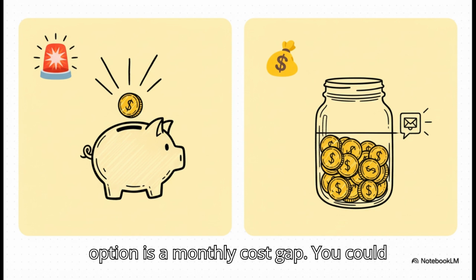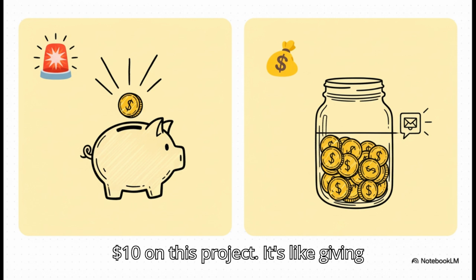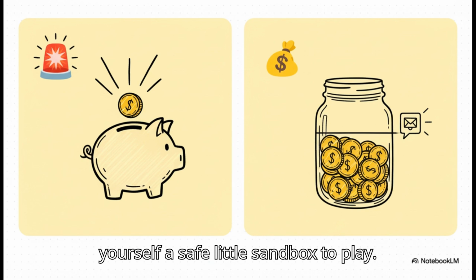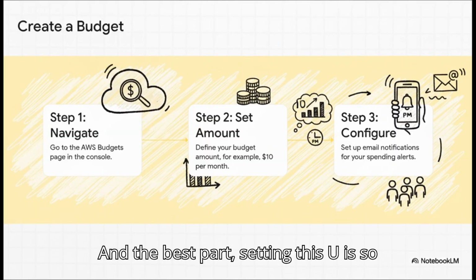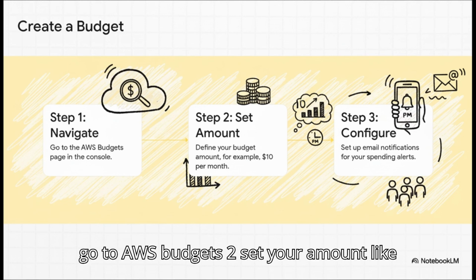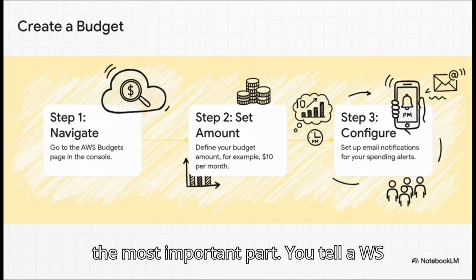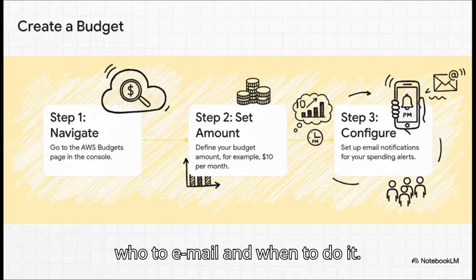The other option is a monthly cost cap. You could say, I don't want to spend more than, say, $10 on this project. It's like giving yourself a safe little sandbox to play in. And the best part? Setting this up is so easy. It's basically three steps. One, go to AWS Budgets. Two, set your amount, like that $10 a month. And three, this is the most important part, you tell AWS who to email and when to do it.